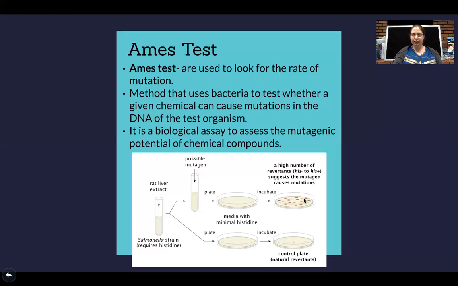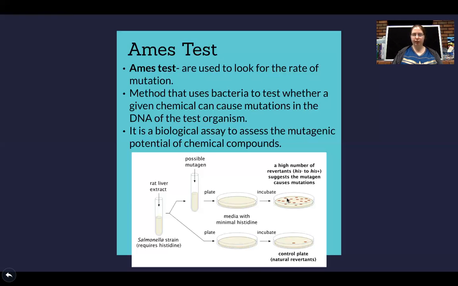So we can see that the fact that so many of them were able to survive and have colonies meant that there's probably some mutation that occurred that allowed them to survive in this environment, whereas not that many survived here. So that's just what an Ames test is.